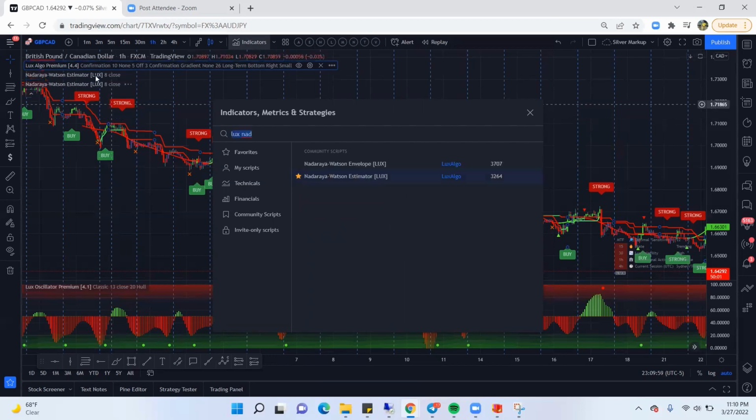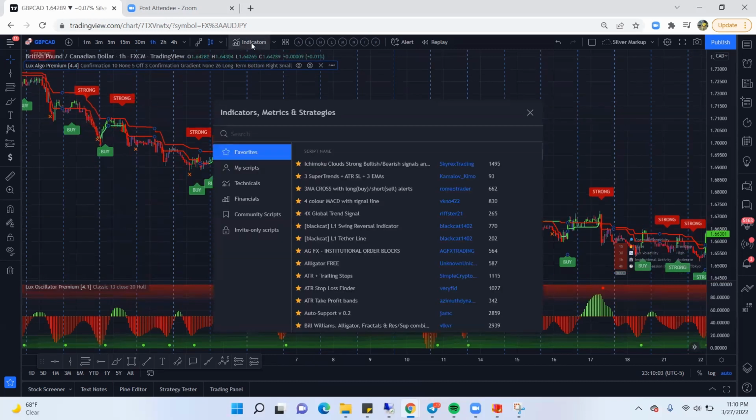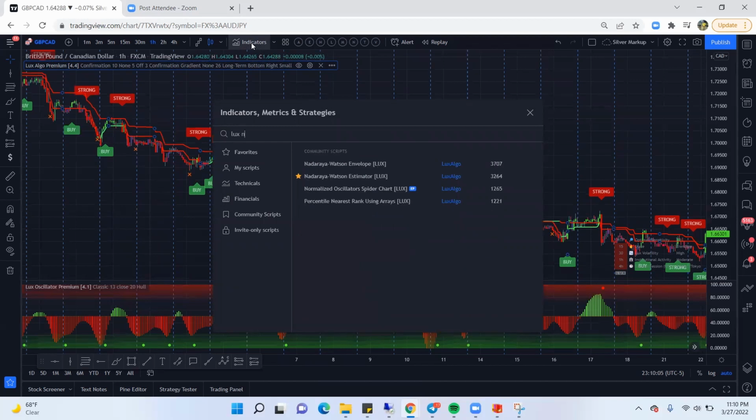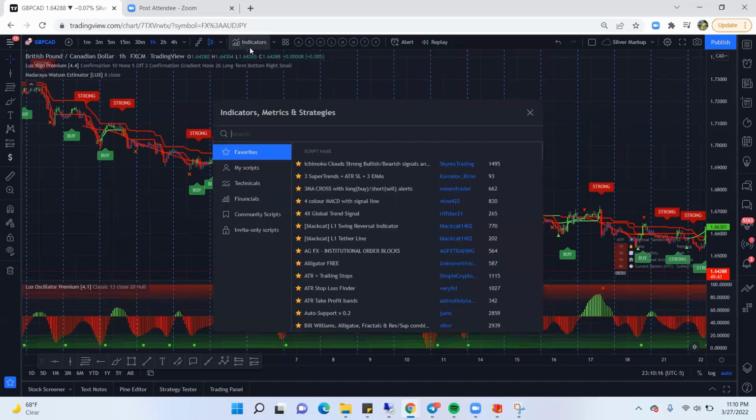And if we put that in, what you'll see is this line pop up right here, this colored line. And it'll show momentum for the markets. The last thing you want to do is put in the Lux Algo Premium Oscillator.